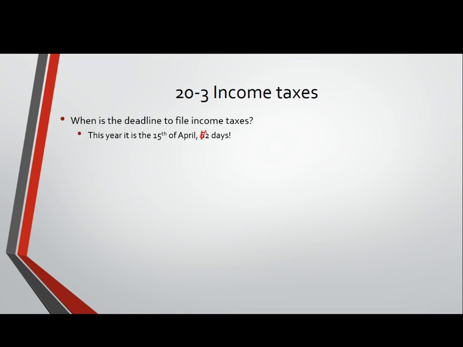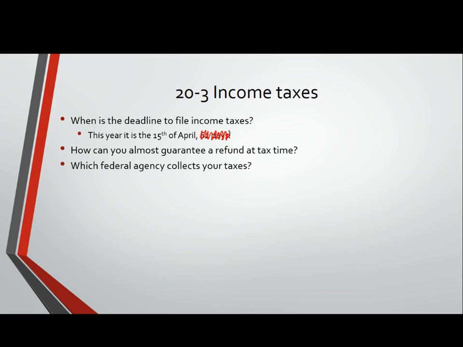It's usually the 15th of April, but if that falls on a weekend, then they will extend it to the Monday usually following that. How can you almost guarantee a refund at tax time? Well, that's to take more out. So the higher percentage you have withdrawn from your paychecks, the less you're going to have to pay at tax time. So if you take out more than you think you need, you should be okay.